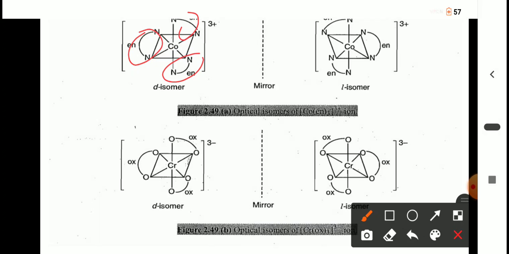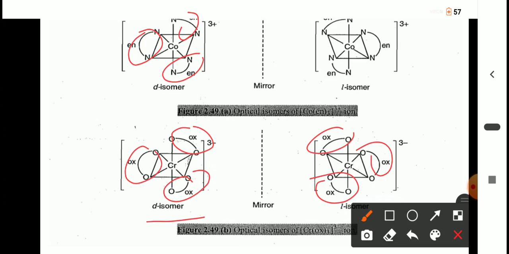Second example, chromium trioxalato. We have the oxalate ion as a bidentate ligand. It is also optically active. The first one is a D isomer and another one is an L isomer. These complexes which have three bidentate ligands, or complexes which have chelating ligands, are always optically active.